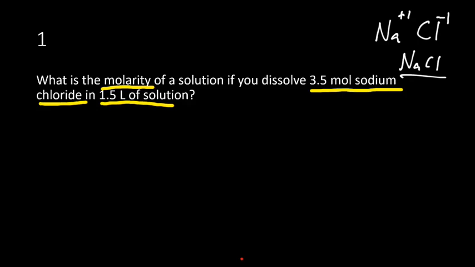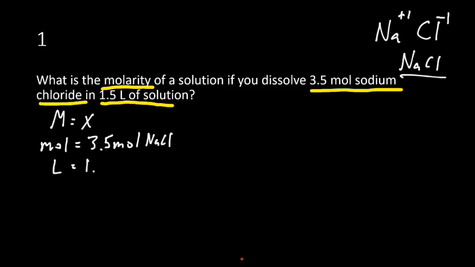Then, like we always do, pull out all of our givens. So I've got molarity, that's what I'm looking for. Moles, I've got 3.5 moles NaCl, much faster than writing sodium chloride out, and it also helps us if we needed to convert from a mass. Liters, we were given 1.5 liters of solution. And then again, the formula is molarity equals moles divided by liters.